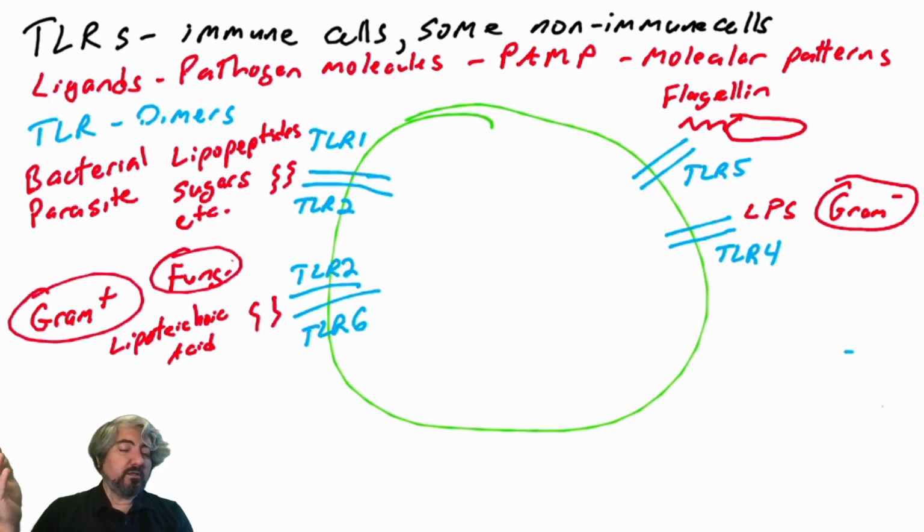TLR2 can bind with TLR1, and that makes a certain binding pocket. TLR2 can bind with TLR6, that makes a different binding pocket. So that binds a molecule called lipoteichoic acid, found on the surface of or made by gram-positive bacteria, also made by some fungi. So again, these are recognition molecules. So the cell has recognized a pathogen, and the cell can respond accordingly, depending on what kind of cell it is. Could be a macrophage, could be a dendritic cell, could be a granulocyte like a mast cell or a neutrophil.